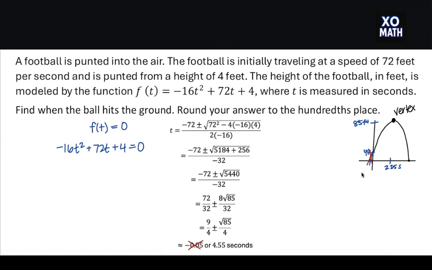So negative 0.05 doesn't apply, especially because the question asks, when does the ball hit the ground? If my football is being punted, it's going to hit the ground at that second time, which is approximately 4.55 seconds.